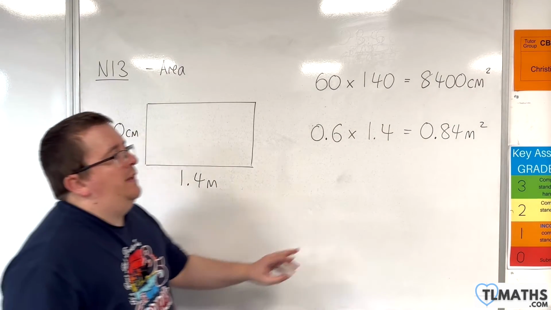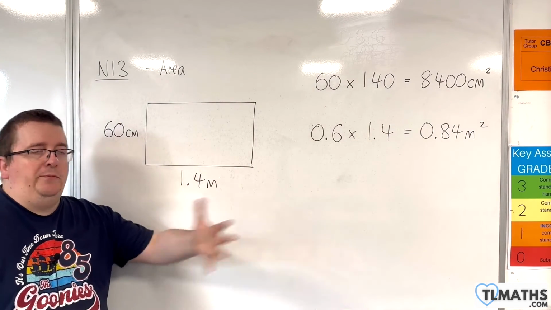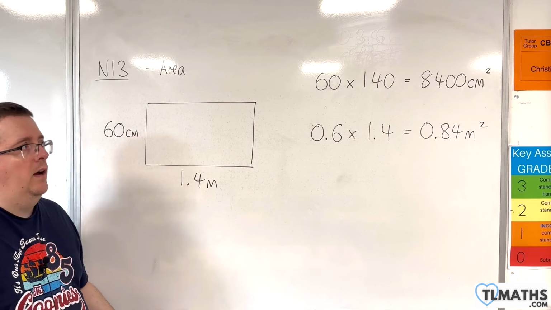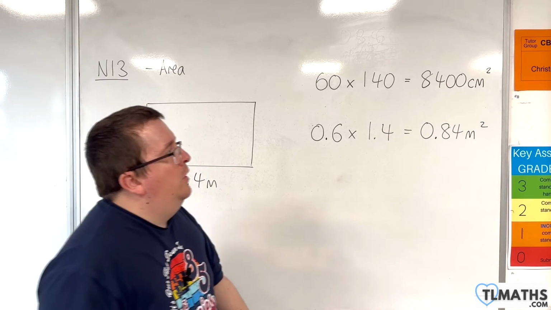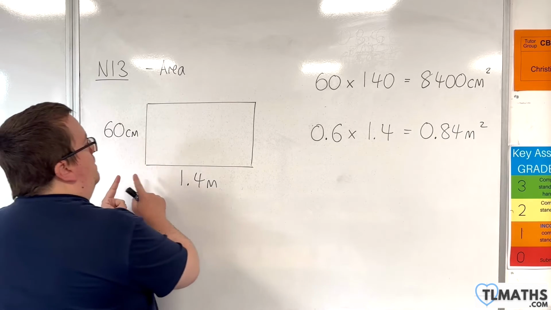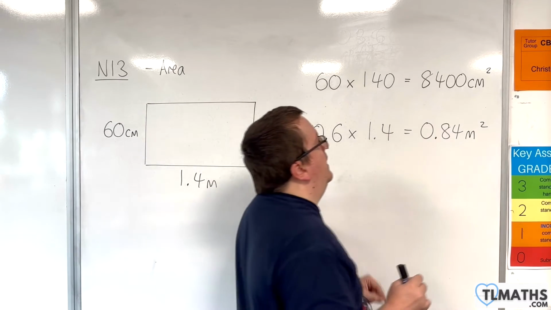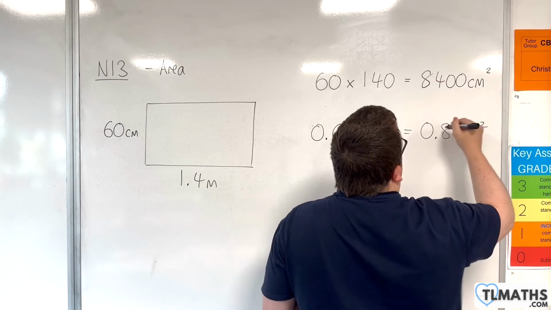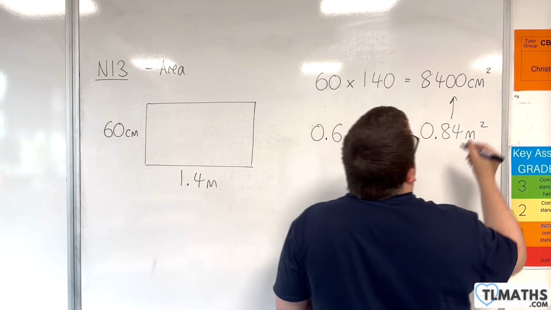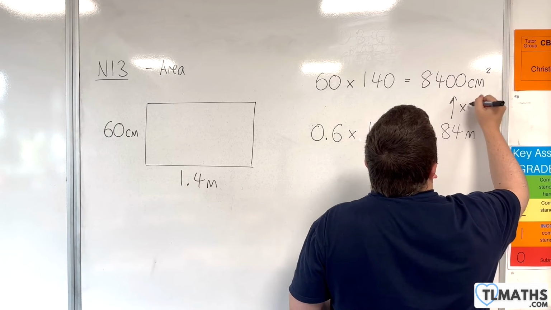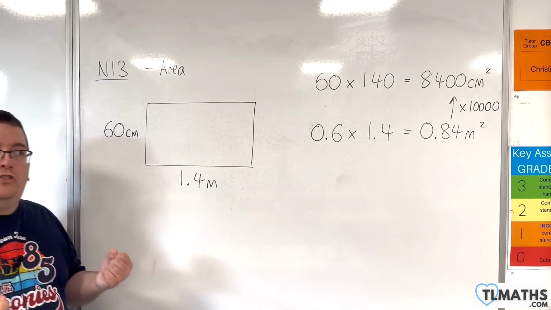So you can see these two things look quite different. And you might have originally thought, well, how do I convert from centimetres to metres? I multiply it by 100. But when we're talking about areas, you're multiplying by 100 in both directions. And so what you've actually got here isn't 0.84 times 100. You've actually got 0.84 times not 100 but 10,000, 100 squared.